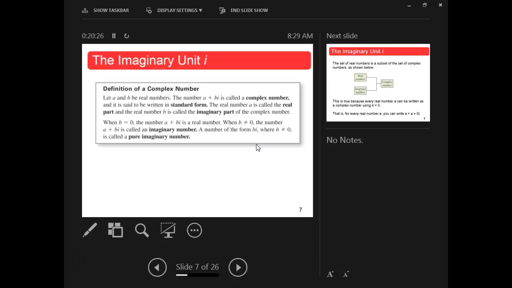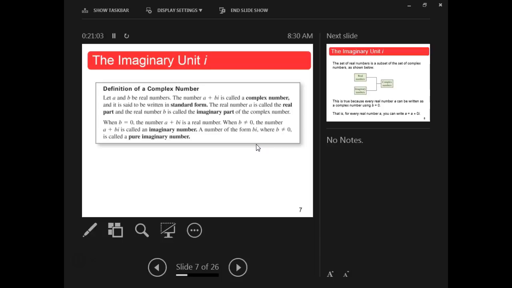When b is equal to 0, this is a real number. There is no imaginary part. But when b is not equal to 0, the number a plus bi is called an imaginary number. Okay? To me, I would call that a complex number, but imaginary number is fine because it does have an imaginary part. A number of the form bi where b is not 0, in other words, a is 0, that's called a pure imaginary number. It has no real part to it. Its only part is the imaginary part. Okay? So this is an imaginary number.